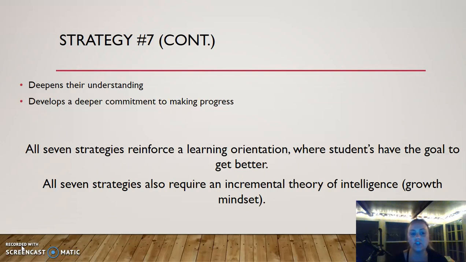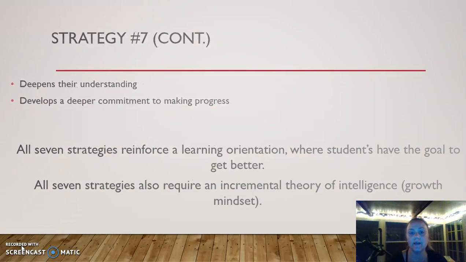All 7 of the strategies in this book reinforce a learning orientation where students have the goal to get better. All 7 strategies also require an incremental theory of intelligence, or what's more commonly known as a growth mindset.